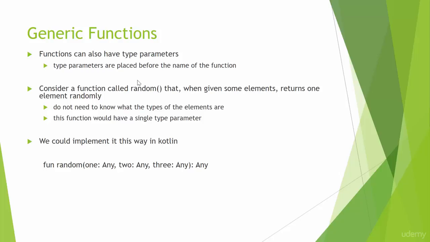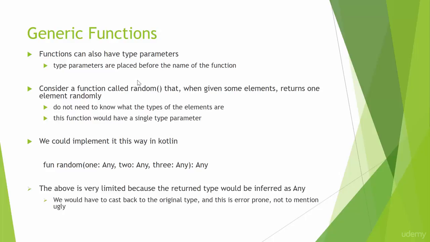We have a random function and we have 1, 2, or 3 that takes any types. Any is the base class. Every object in Kotlin is a subclass of Any. So technically you could do this, and this would accept any type because every subclass is of type Any. So you could define it like this, and you could say it returns Any, but this is kind of foolish.